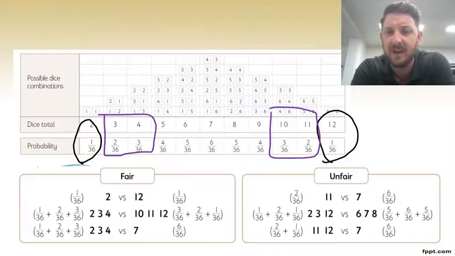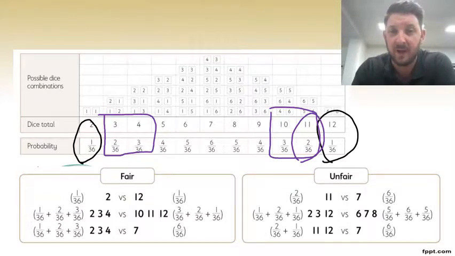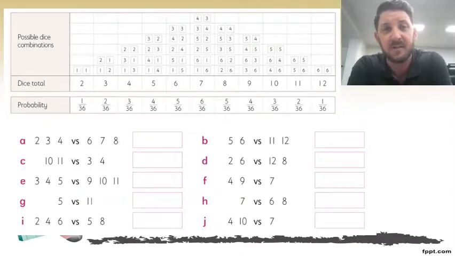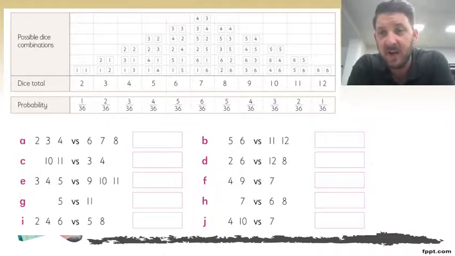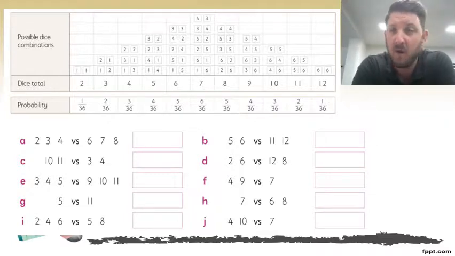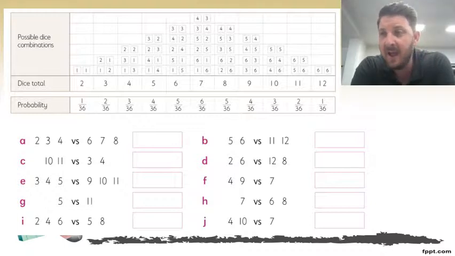Unfair would mean that each side is imbalanced, or not equal as a fraction. So 11 versus 7: 11 is 2 over 36, but 7 is 6 over 36, so it doesn't work. There are a few more examples there for you to look at. Now, to practice, we're going to do the first one all together, and then I'm going to let you go off and practice by yourself, and I'll come back and check them. All you need to do, gentlemen, is write fair or unfair next to each letter. So let's look at the first one, 2, 3, and 4.